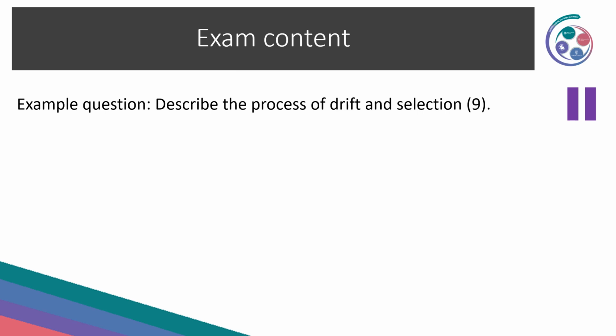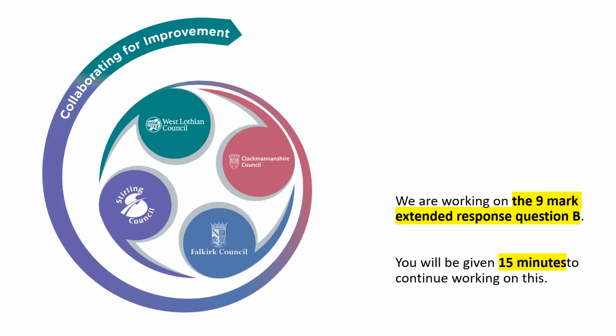So I have another example question for you, another 9-mark question. Whilst you're doing your practice, come back to this slide and pause it on this slide. So we're going to look at describing the process of drift and selection for 9 marks. We're working on the 9-mark extended response question B, and you'll be given 15 minutes to continue working on this question.